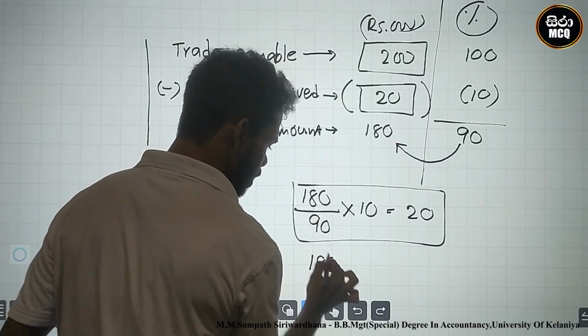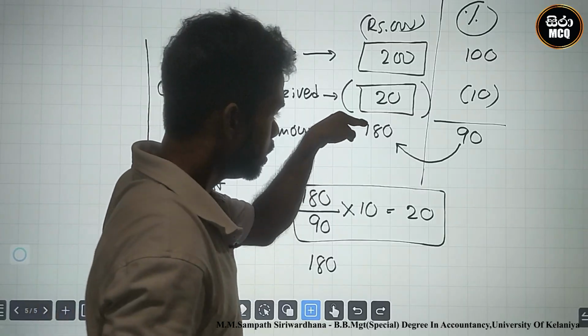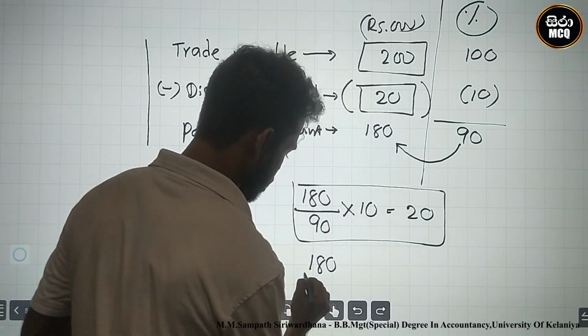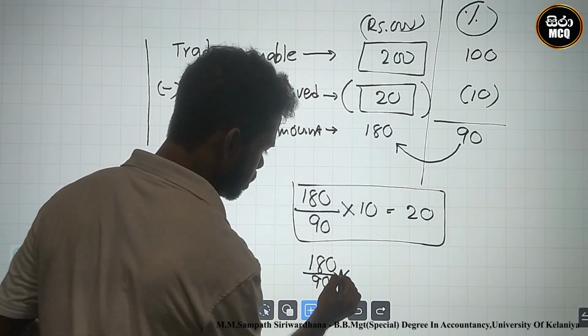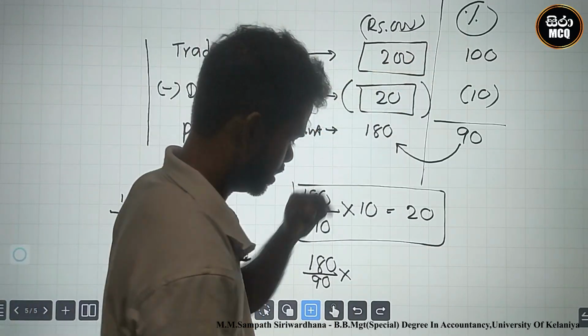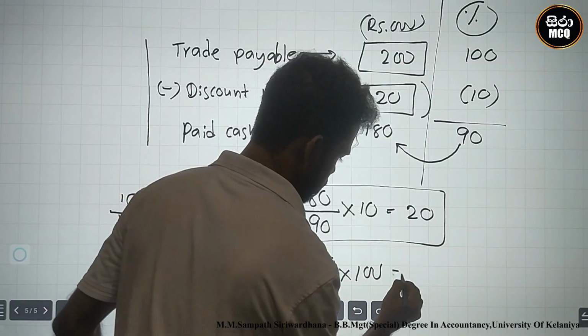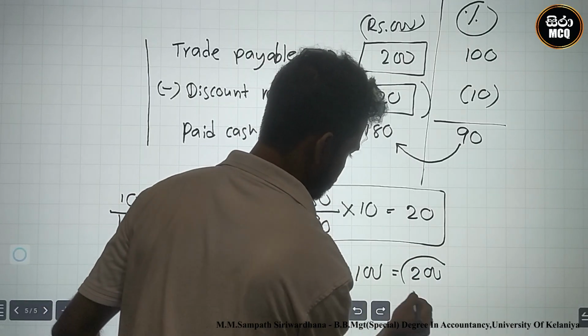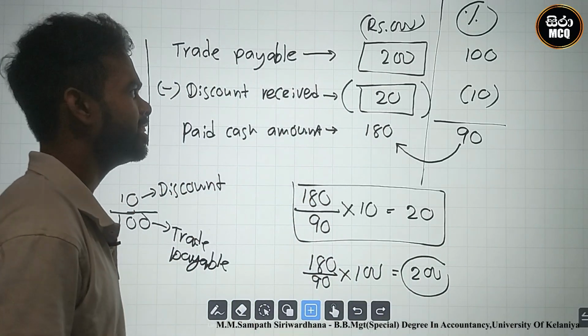After that you want the trade payable. The actual value 180, please divide by the same percentage 90, and multiply by your requirement. The requirement is trade payable 100. 200 is the answer. Okay, this is the answer sheet.